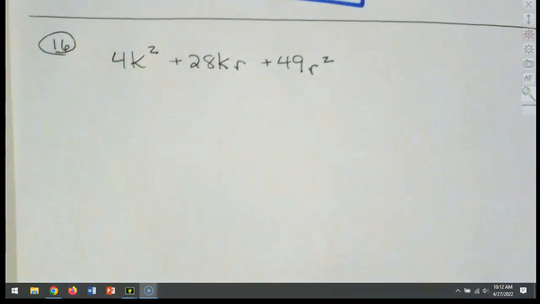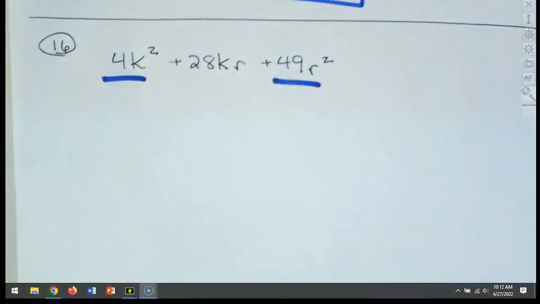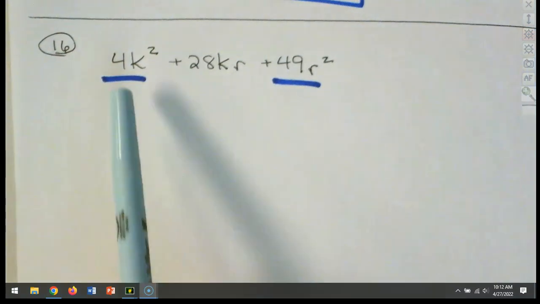If I gave you this problem, what do you see? Okay, nothing's the same. Nothing will come out. But what else do we always look for? We always look for squares and what? Cubes. Do we have any squares? Okay. Are the ends squared? Yep. Okay. So, the ends are squared. This is going to be a perfect square trinomial. Right? Why? Because the ends are squared.